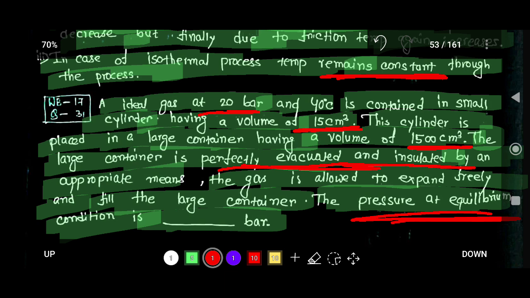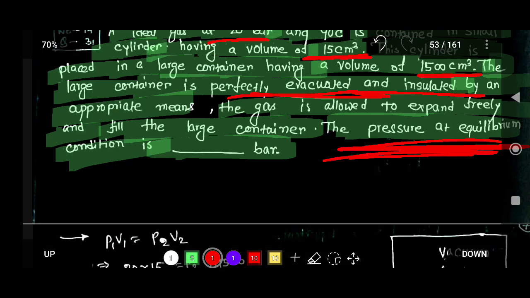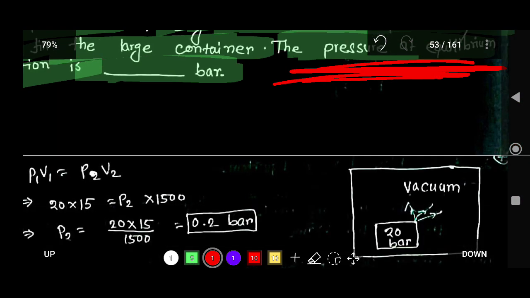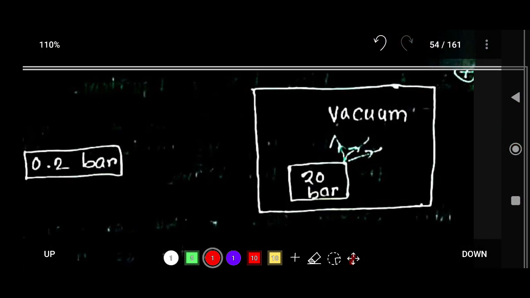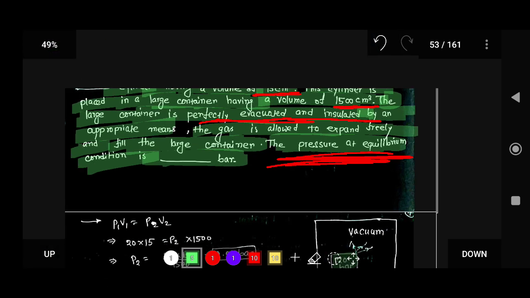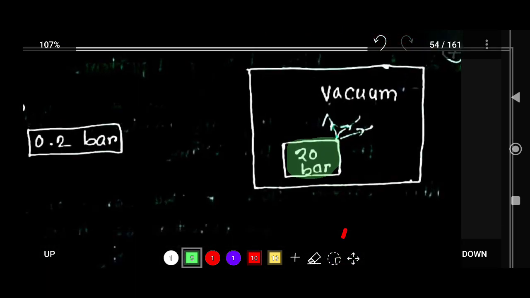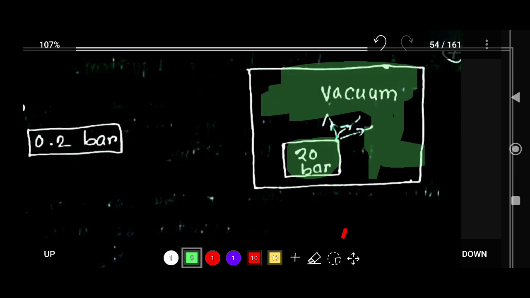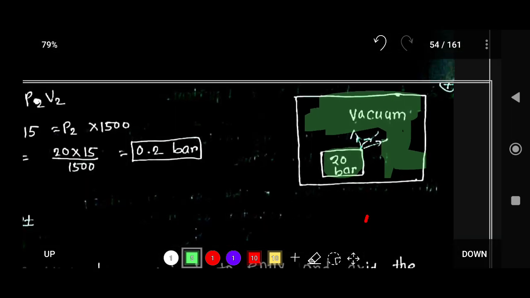Now the pressure and volume are also given. You have to find out the pressure at equilibrium condition. This is our system here. There is a 20 bar pressure and a small volume equal to 15 cm³. The outside container is basically a vacuum, and its volume is 1500 cm³. So you just have to find out the pressure P2.